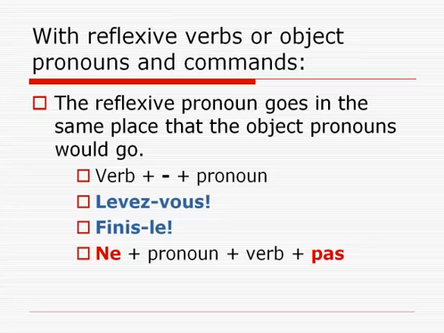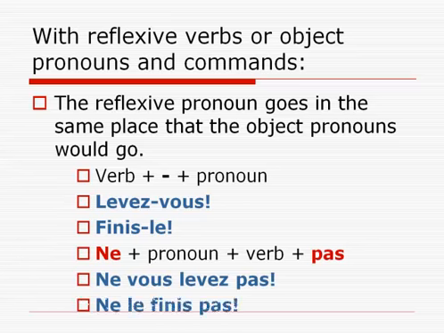A negative command is going to start with ne, have the pronoun, whether it's a reflexive pronoun or an object pronoun, the verb, and then pas, and then there could be something else in the rest of the statement. Like, ne vous levez pas, don't get up, or don't finish it, ne le finis pas.